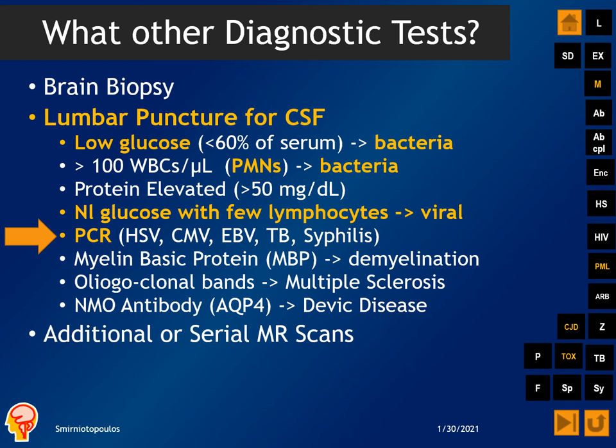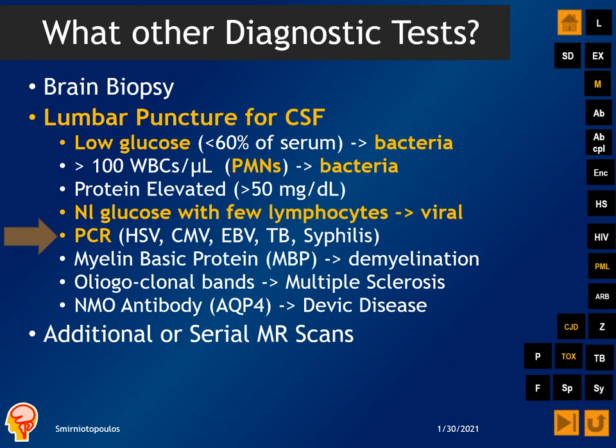Protein elevation is nonspecific. A normal CSF glucose with few lymphocytes would suggest a viral infection, and you can also do PCR on the CSF. And every hospital has their own panel of PCR that they look for. But you could look for the common suspects, herpes virus, CMV, Epstein-Barr virus, etc., when you do the CSF assay. So you don't have to do a brain biopsy to diagnose the etiology or cause when you suspect the patient has a viral encephalitis.